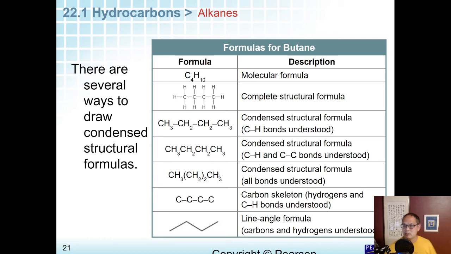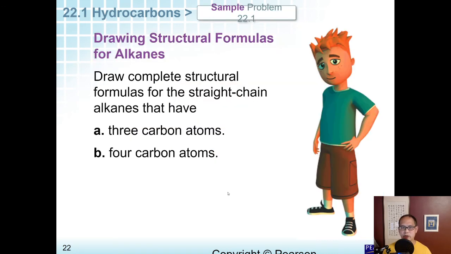And then we get even lazier and just draw the carbon skeleton with all the hydrogens and the CH bonds understood. Because remember, every carbon is always making 4 bonds. So if I have these 4 carbons with single bonds, I can figure out how many H's are around each one. And then finally, we use what's called the line angle formula. We don't even write the C's out. Each vertex here is considered a carbon. That one's pretty complicated, or abstract, so we'll leave that one as extra credit.